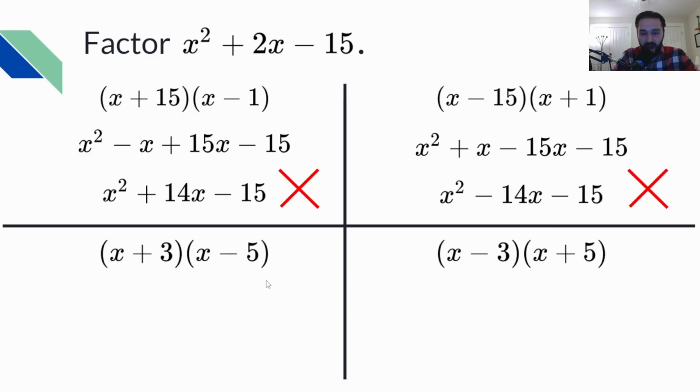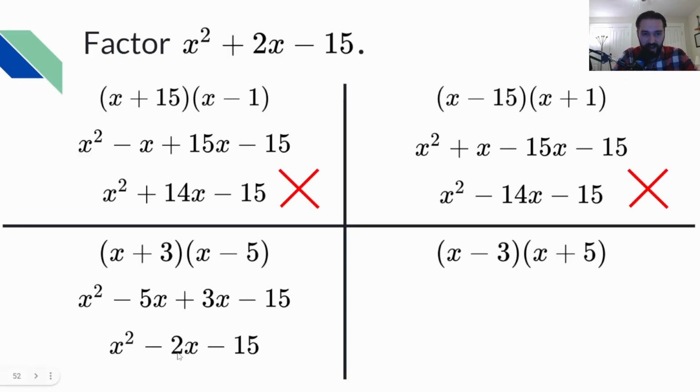Moving to the bottom left, x plus 3 times x minus 5 gives me this when I FOIL it. Let's add those two like terms in the middle. We get x squared minus 2x minus 15, which is close to what we started with, but it's not quite there. This negative 2x messes it up. So this possibility does not work.